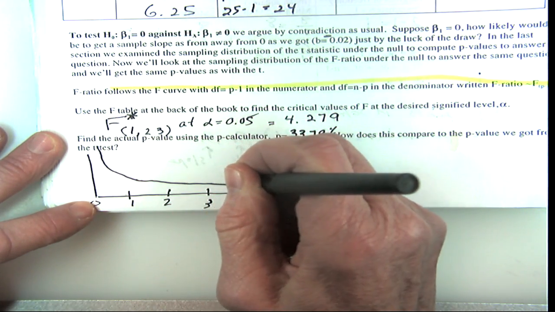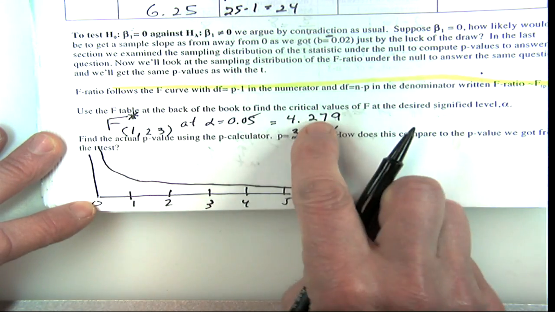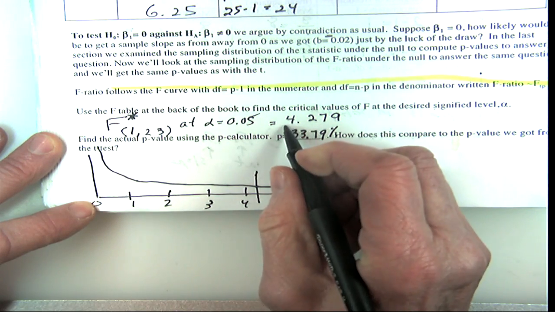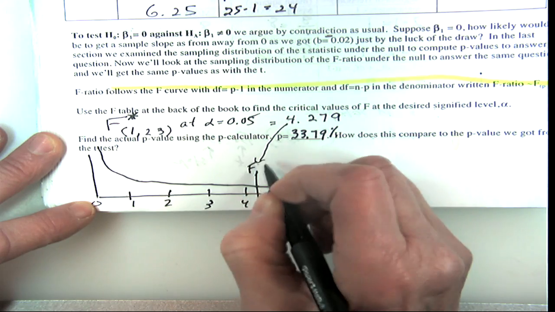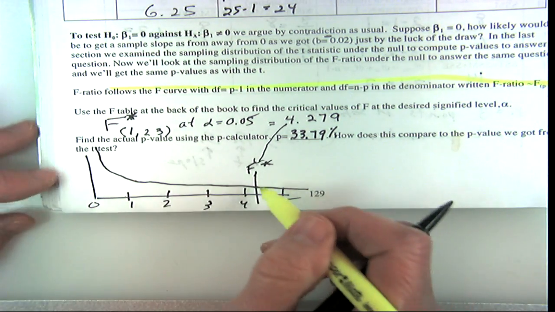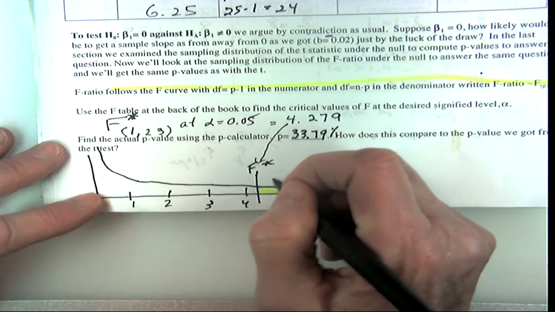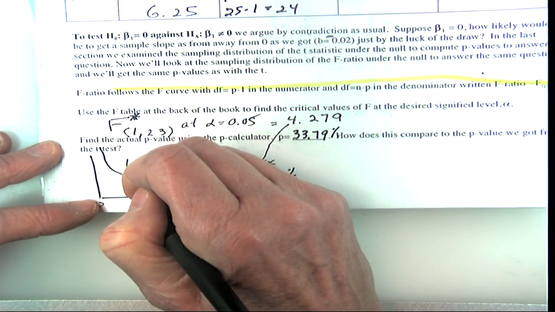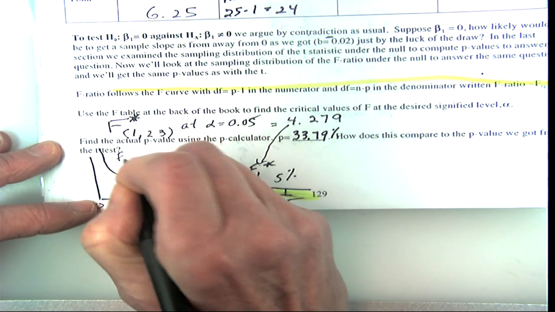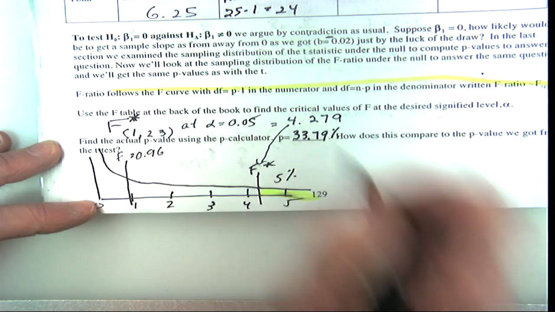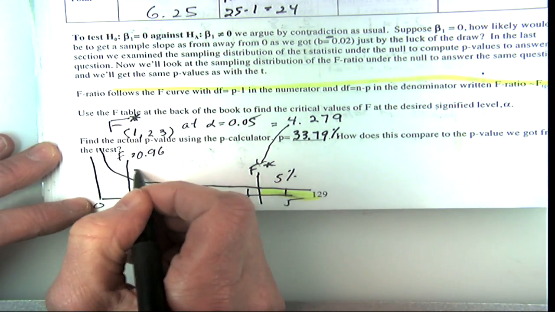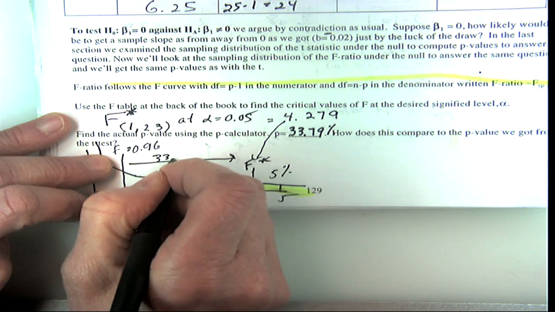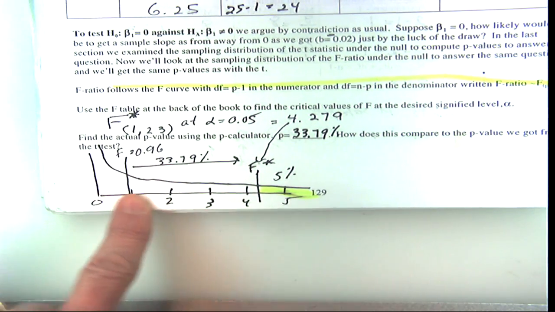Then it goes way out, and by the time we got to our critical value, that's our F star. We only had 5%, so this right here is 5%. But our actual F statistic was 0.96. And from here all the way to there is 33.79%.